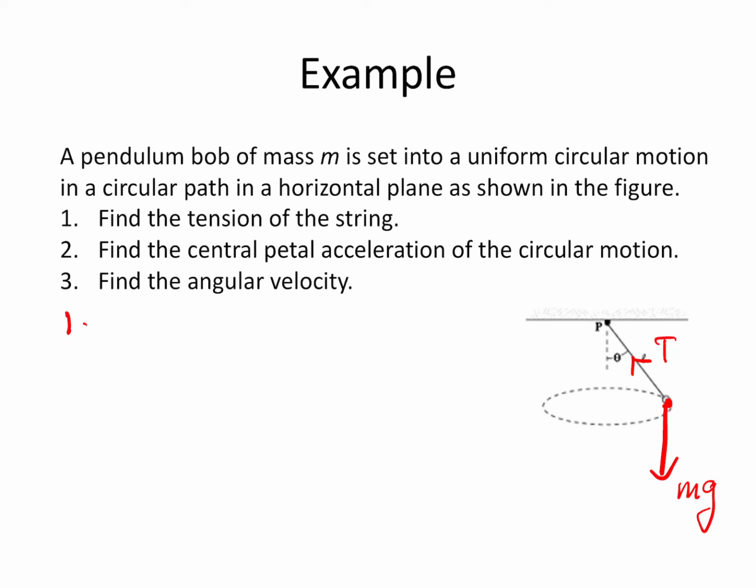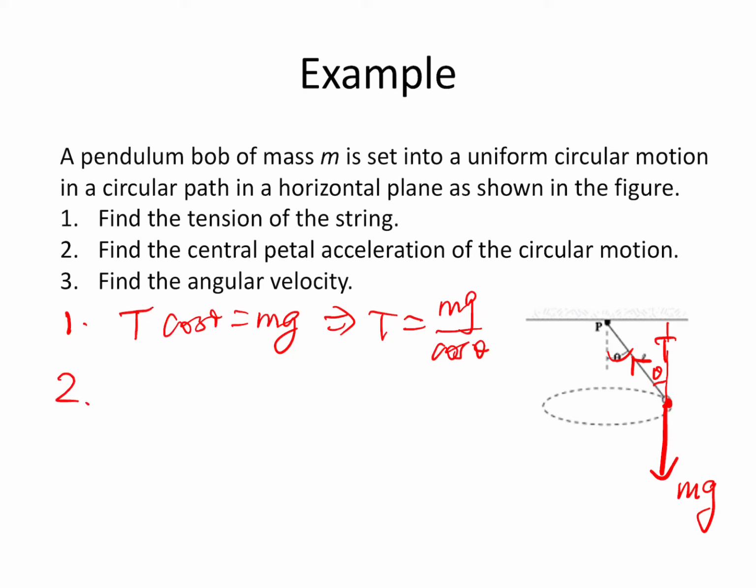So the net force in the y direction should be 0. You have T, because this is theta, this is theta as well. T cosine theta equals mg in the y direction, which gives T equals mg over cosine theta. And then we want to find the centripetal acceleration. In the x direction, you don't have any other force. The net force in the x direction is T times sine theta.